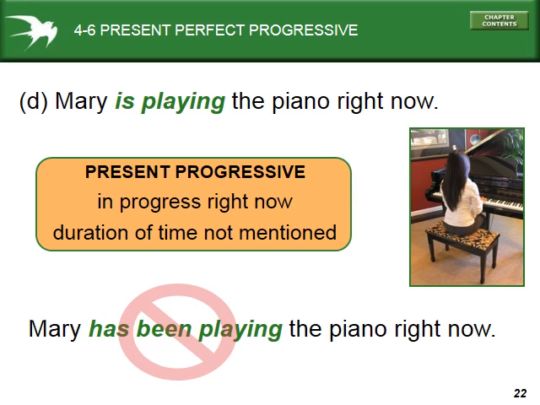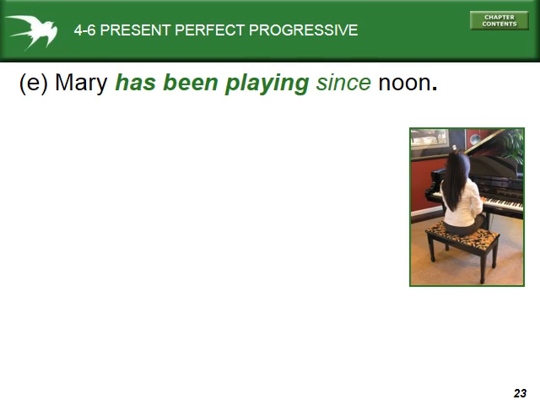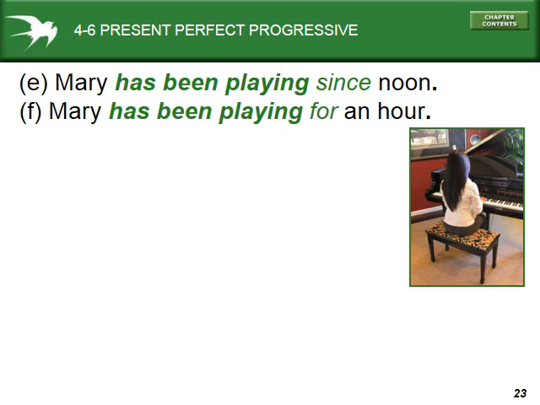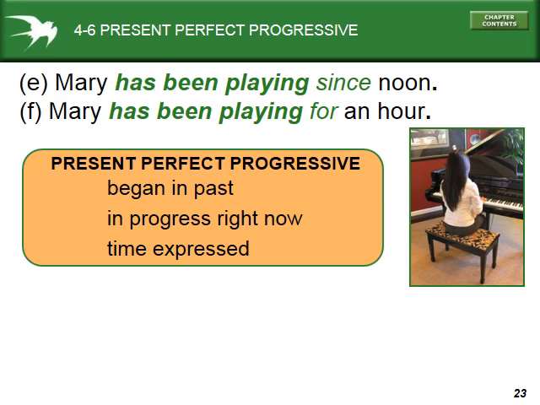Now the difference is when we're talking about right now, we can't use the present perfect progressive. Because remember, with the perfect progressive, the focus is not on the right now, but is talking about something having started in the past. So Mary has been playing the piano right now is not correct. However, we can say Mary has been playing since noon, or Mary has been playing for an hour.